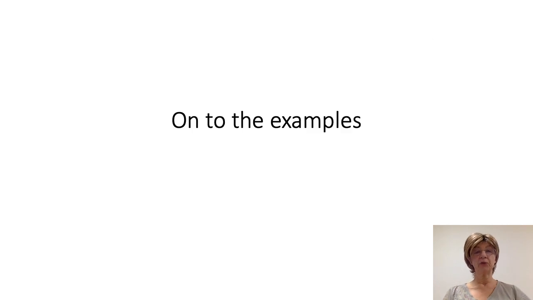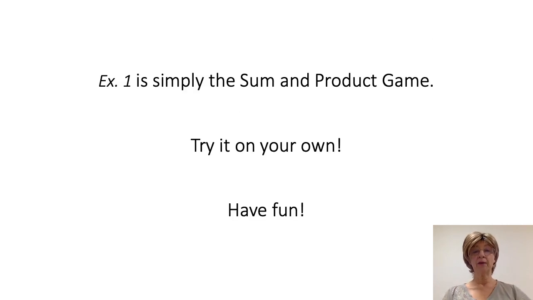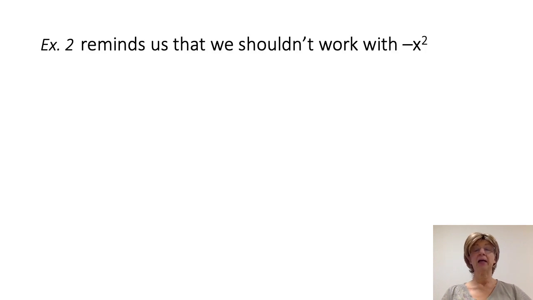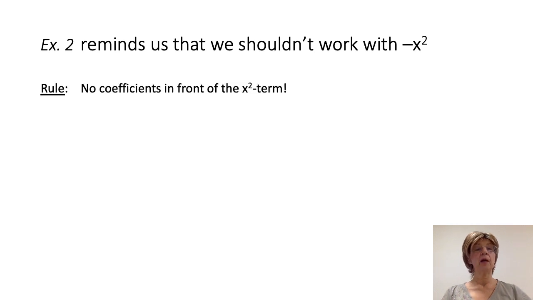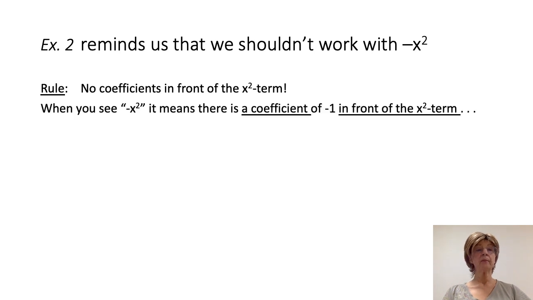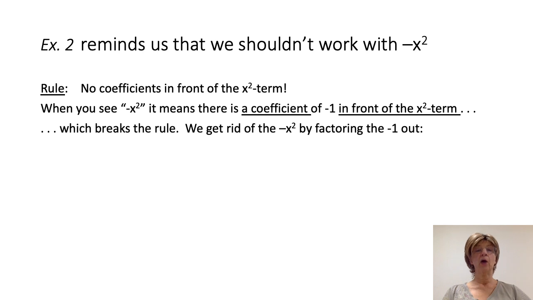On to the examples. Example 1 is simply the sum and product game. Try it on your own. Have fun. Example 2 reminds us that we shouldn't work with -x squared. Rule: no coefficients in front of the x squared term. When you see -x squared, it means there is a coefficient of -1 in front of the x squared term, which breaks the rule. We get rid of -x squared by factoring the -1 out.